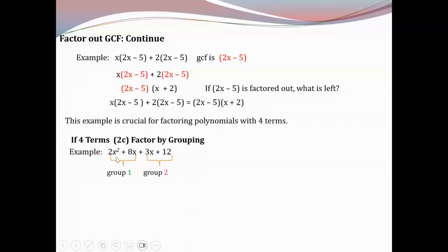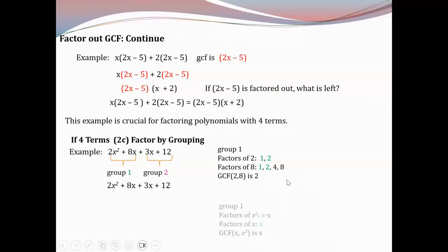First, I'm going to factor out the GCF from group 1. We're going to do what we did at the beginning, where we factor out the factors of numbers with variables. Group 1 has a 2. The factors of 2 are 1 and 2. The factors of 8 are 1, 2, 4, and 8. What's the highest number they have in common? The GCF is going to be 2.